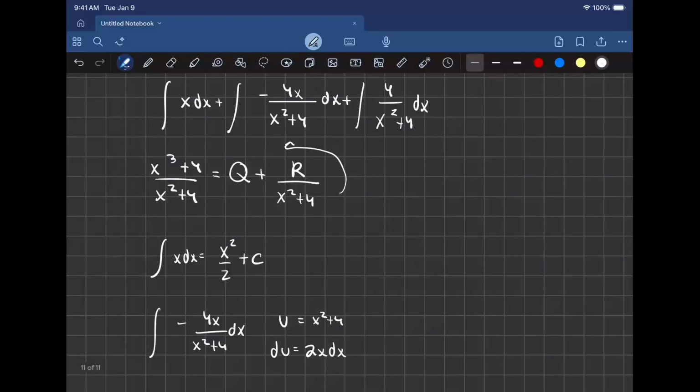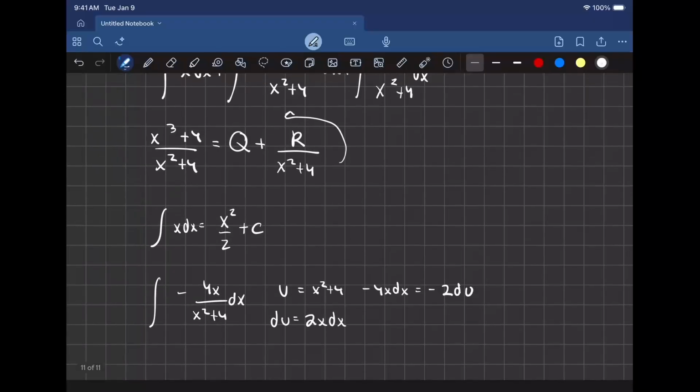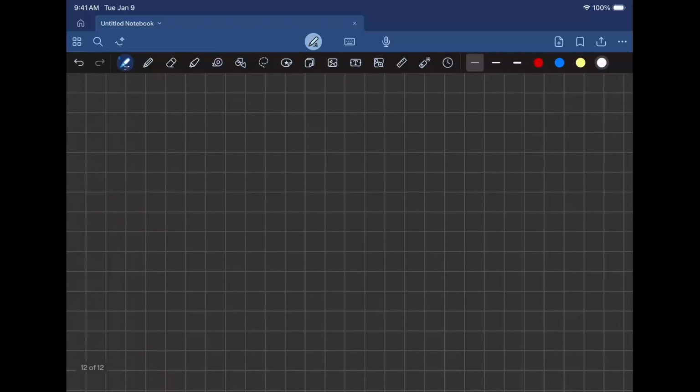And this also implies minus 4x dx is negative 2 du, right? But what happens when we plug it in? That x gets collected, so we'd have the integral of negative 2 over u du. So this would just be negative 2 ln absolute value of u, negative 2 ln absolute value of x squared plus 4. Okay. And then now let's look at this last integral. So the integral of 4 over x squared plus 4 dx.